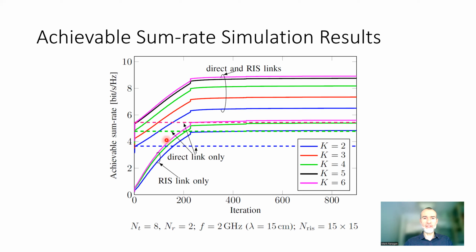Again, assuming that we optimize the covariance matrices and optimize the RAS phase shifts jointly in a good way. And again, we're seeing how the convergence properties are shown here. The convergence is within 200 iterations, and you're also seeing that the gain is actually increasing according to the number of users in the system.